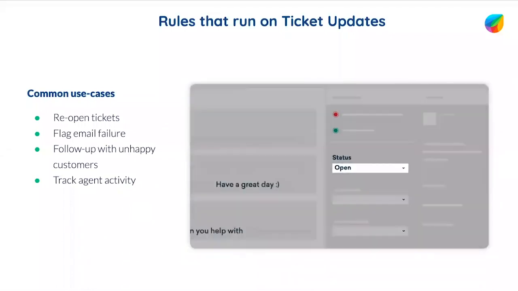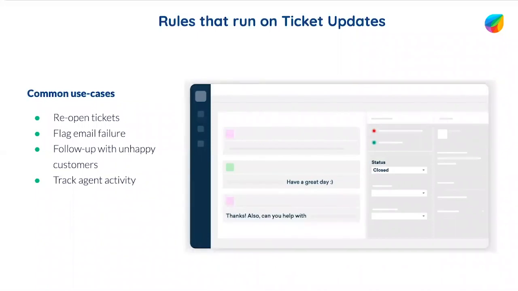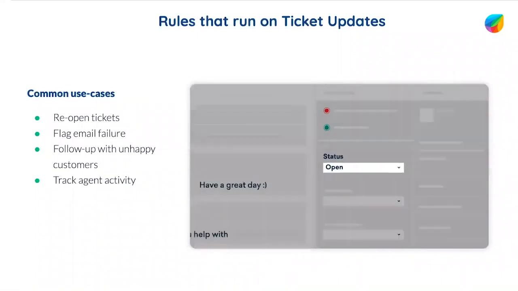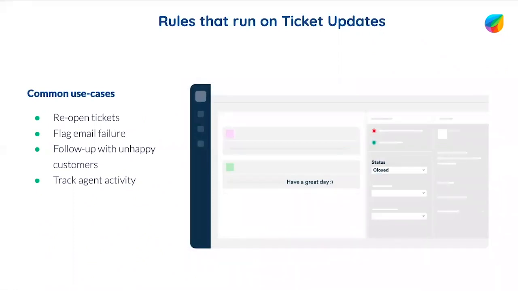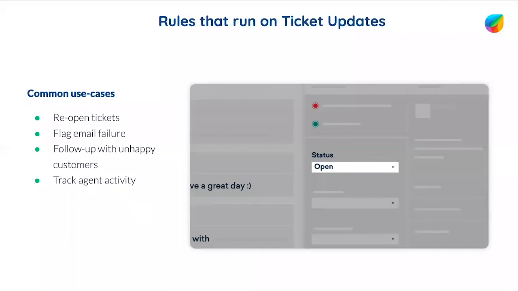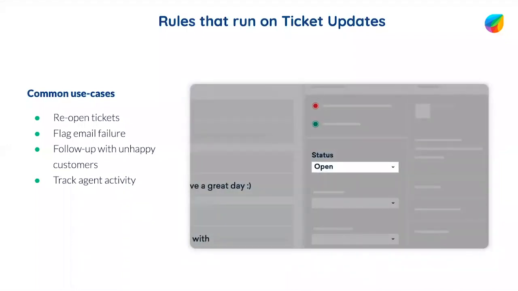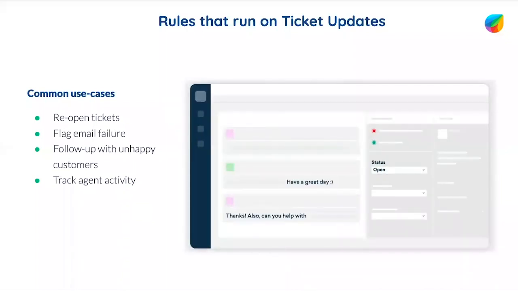Another one you can do is follow up with unhappy customers. So if you have Freshdesk customer satisfaction survey set up, and if your customers send you a happy rating, you can have an automatic email saying, hey, thanks a lot, that means a lot. But if they've given you a sad rating, you can have these rules reopen the ticket, notify your supervisor so you can follow up with them again, and turn that unhappy customer into a happy customer.